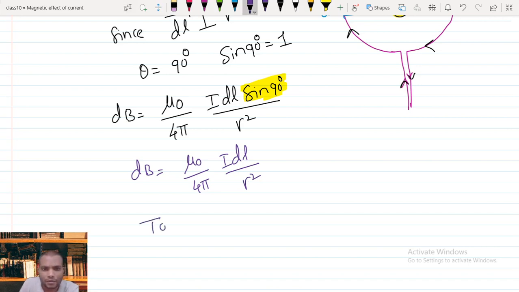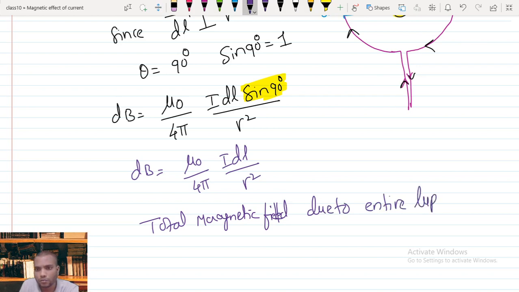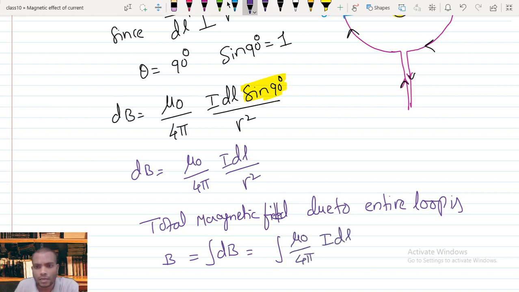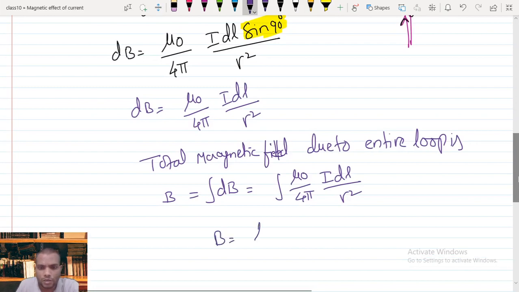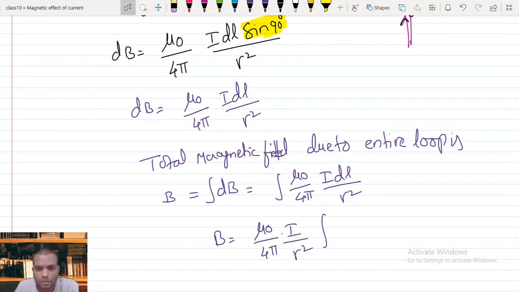To calculate the total magnetic field due to the entire loop, we need to do integration. Integral dB gives the total magnetic field B, which is the integral of mu naught upon 4 pi times I dl upon r square. Doing the integration, mu naught upon 4 pi times I by r square are the non-integrable terms, leaving the integral of dl.